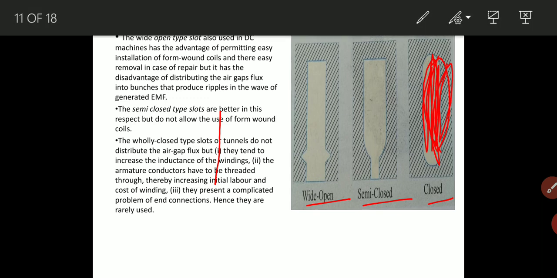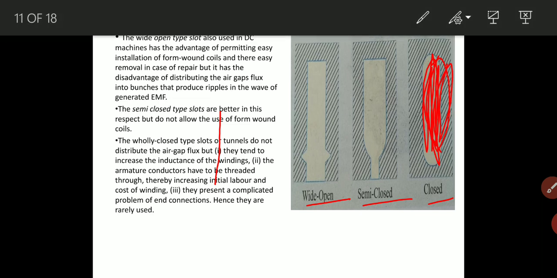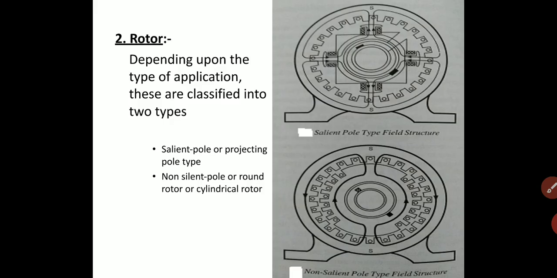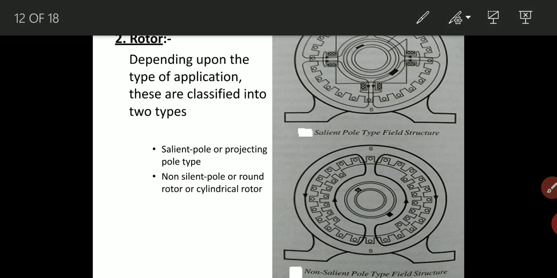Next we see the rotor part. Stator part completed. Two types of rotor construction are there. The first one, salient pole or projecting pole type. Then the second one, non-salient pole or cylindrical rotor type.